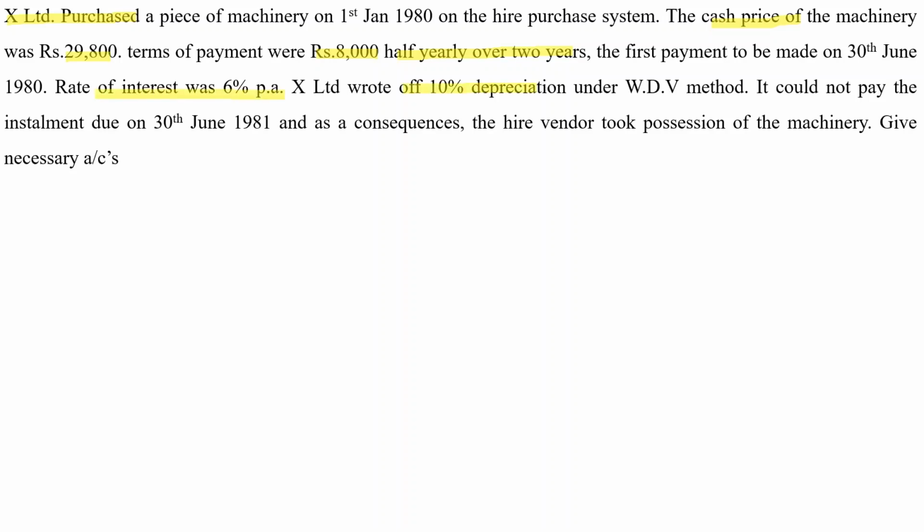Depreciation is 10%. It could not pay the installment due on 30 June 1981. So the hire purchaser has defaulted in a payment. What happened? The hire vendor took possession of the machinery. The machinery that was sold has been taken back by the hire vendor on default. So this is a complete repossession problem.